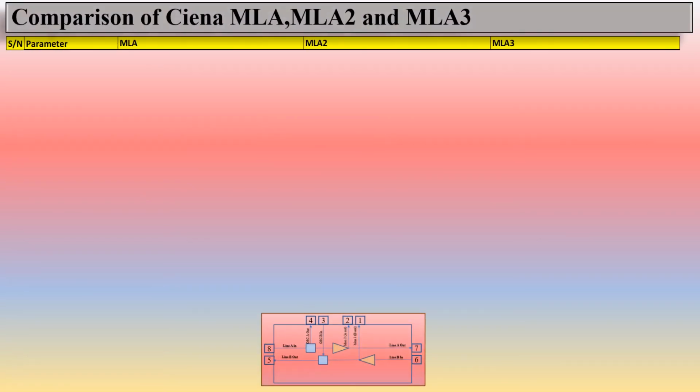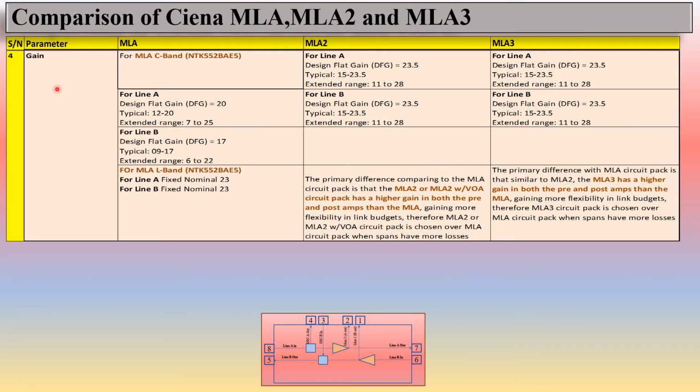So moving on to some different parameters. Gain. What is the gain for the MLA? You can see here there will be a difference in gain for MLA, MLA2 and MLA3, because there are two types of MLA, MLA C band and MLA L band, so we can differentiate here.